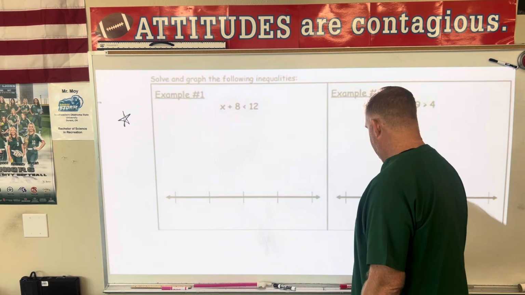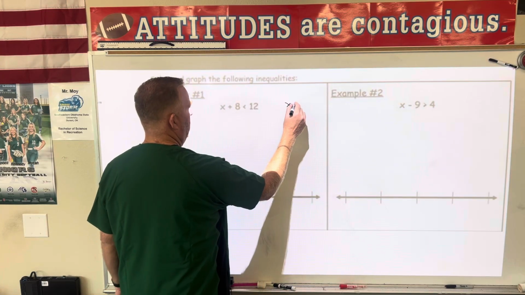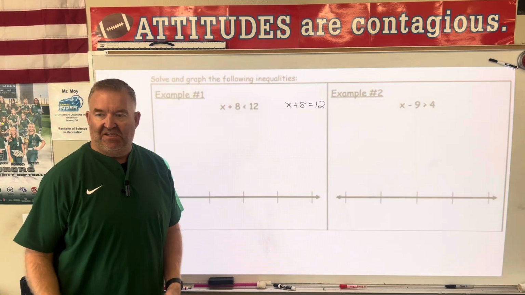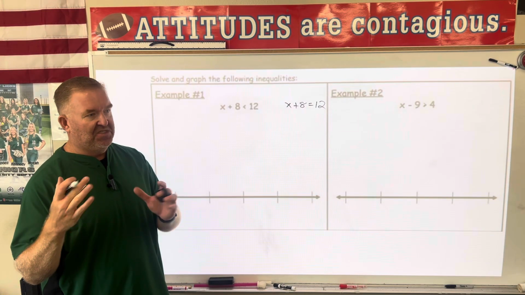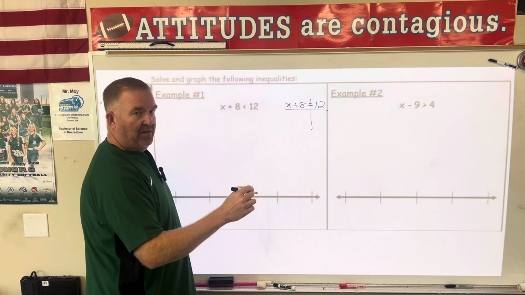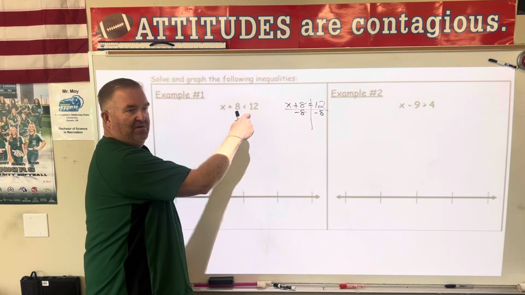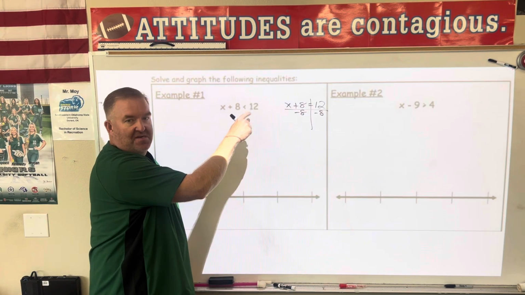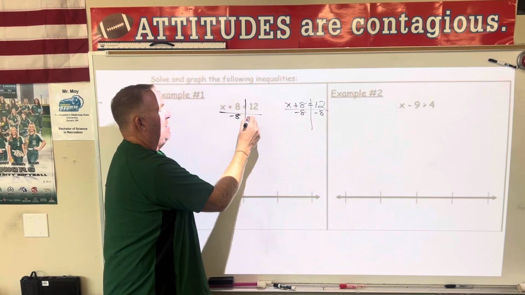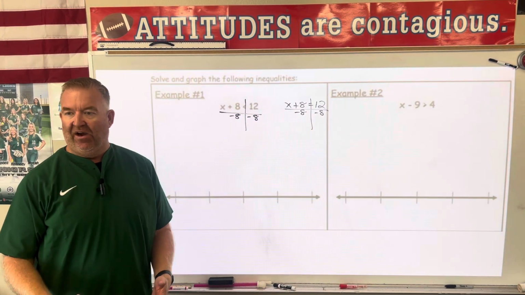x plus 8 is less than 12. How would I solve that if it was x plus 8 equals 12? It's not rocket surgery, so just stick with me. How would I solve this? Subtract 8 from both sides, yes? Don't let this be any different. This is still minus 8, minus 8. Don't let the arrow mess with you. Don't get confused because of an arrow.